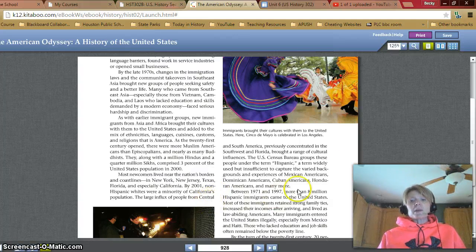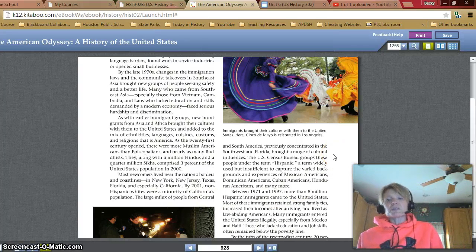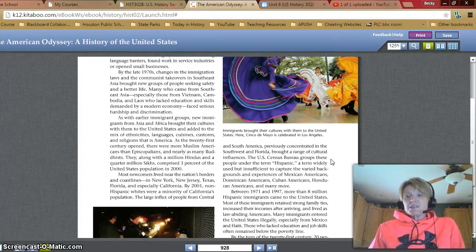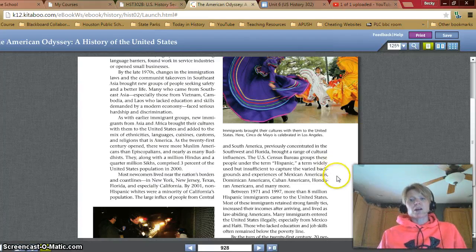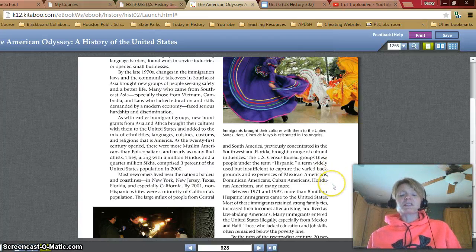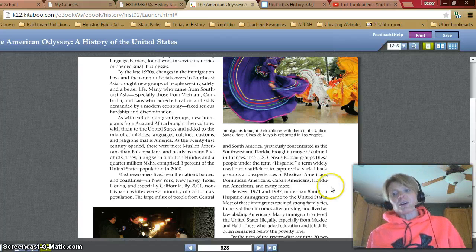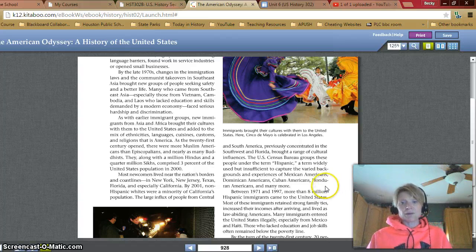The large influx of people from Central and South America, previously concentrated in the Southwest and Florida, brought a range of cultural influences. The U.S. Census Bureau groups these people under the term Hispanic, a term widely used but insufficient to capture the varied backgrounds and experiences of Mexican Americans, Dominican Americans, Cuban Americans, Honduran Americans, and many more.